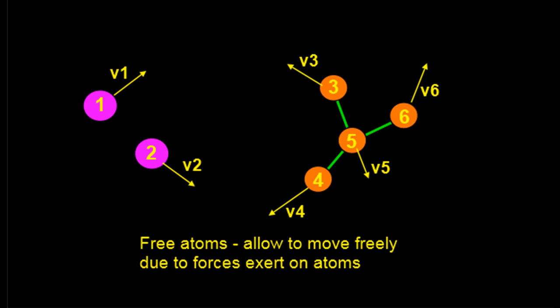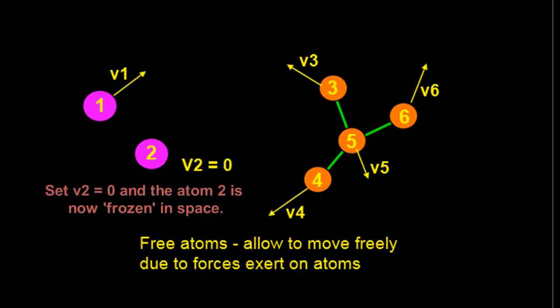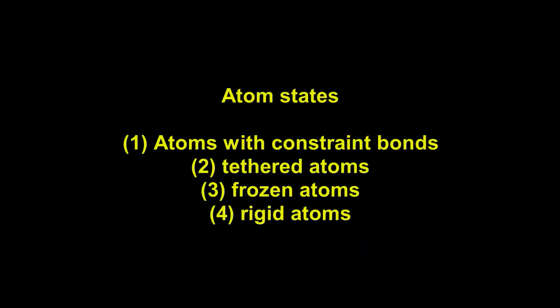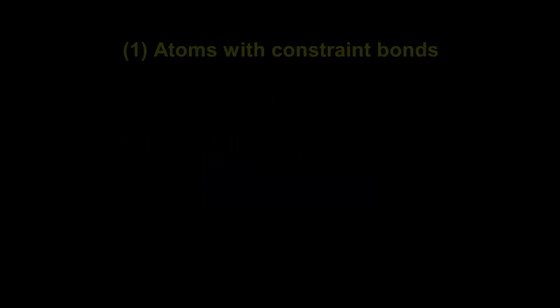For instance, we can freeze atom 2 by resetting its velocity v2 to 0 so that the position of the atom will not be updated over the time step. DL allows you to redefine free atoms to one of the following states: atoms with constraint bonds, tethered atoms, frozen atoms, or rigid atoms. I will explain what these states are and show you in detail how to define them.